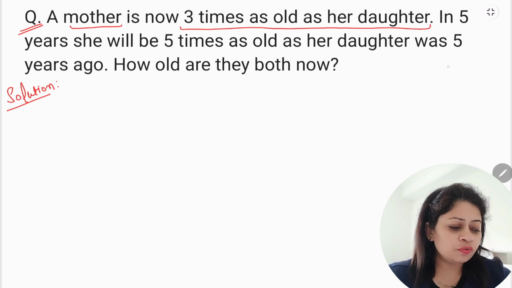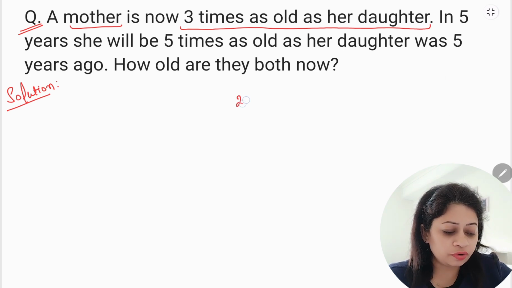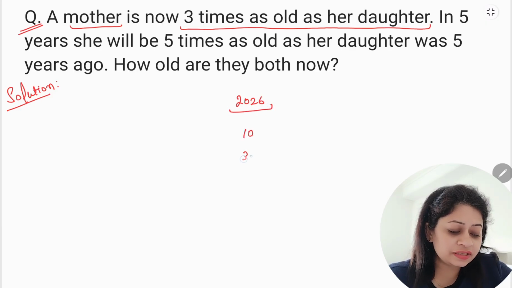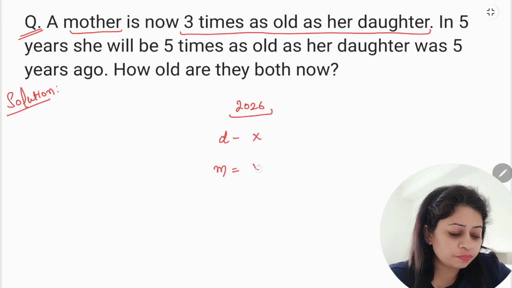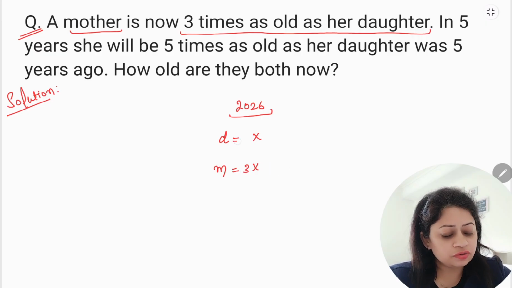If suppose I say 2026, I'm talking about 2026. So if daughter is 10, mother is 30, like that. If daughter is 20, mother is 60, like that. But I don't know what is the age of daughter, so I will say daughter is x and mother is x times 3, right? So mother is 3x, right? So now we know their present age, right?